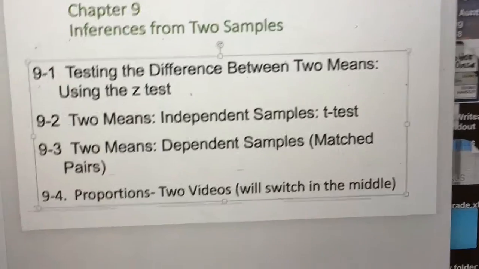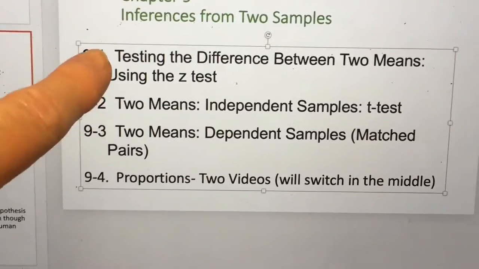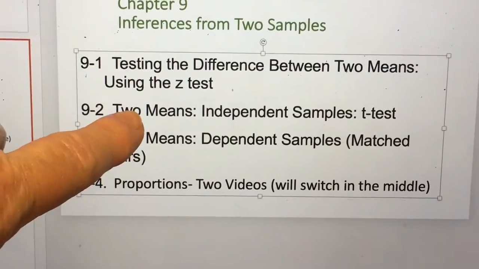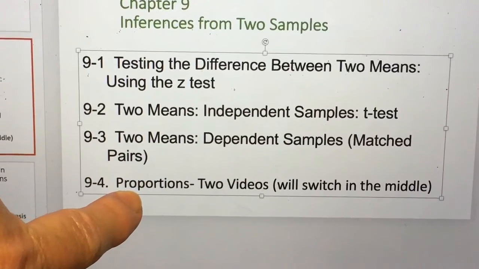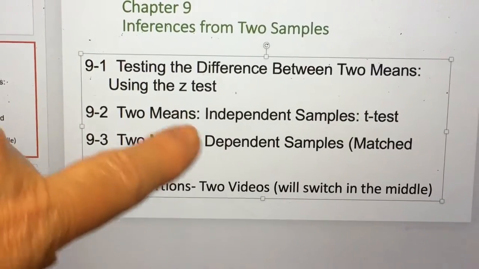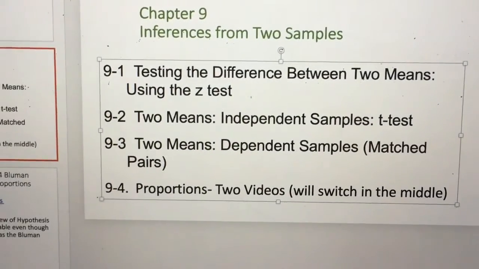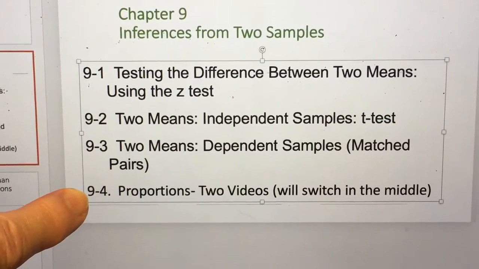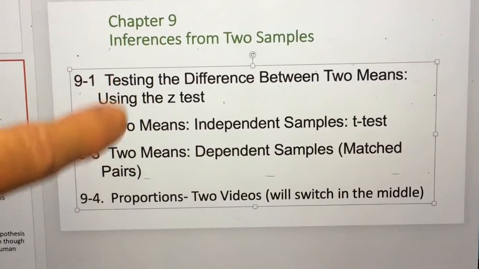Okay, so this is your Bluman text order, and your Bluman text does the Z-test first and the T-test second. These are both independent samples. And then it does dependent samples and proportions. Last year's book did proportions first, and then the T-test, and then the Z-test. So what I've done is put the proportions at the end in both PowerPoints and videos. The only thing I wasn't able to really change was this order right here.